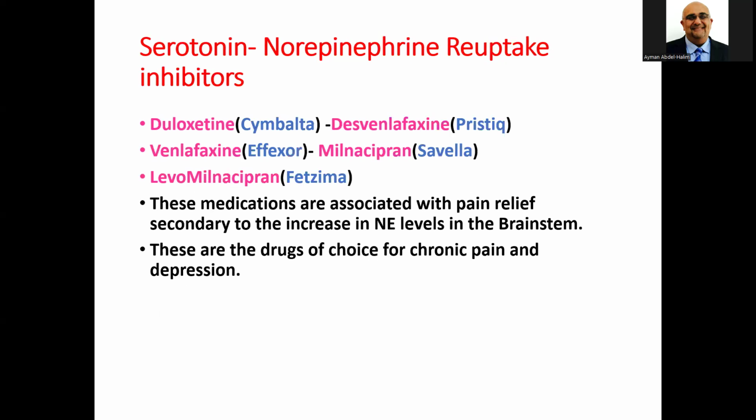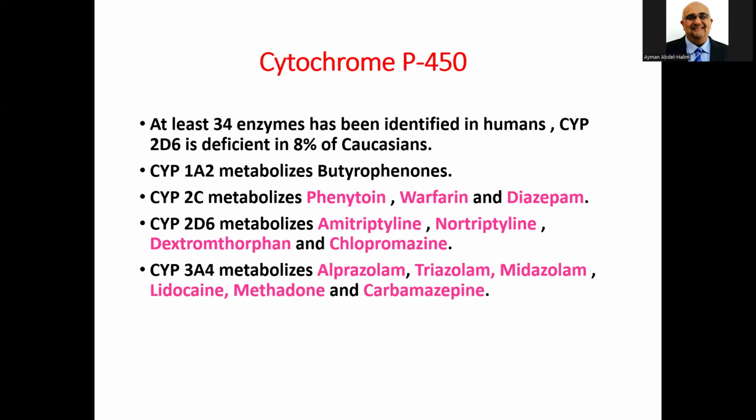Okay. Now, on the other hand, we have something called the serotonin norepinephrine reuptake inhibitors, or SNRIs. And these folks, guys, help with pain and help with depression at the same time. The most famous one is duloxetine. We use them also in cases like fibromyalgia, for example, and diabetic neuropathy. So these are really good drugs.